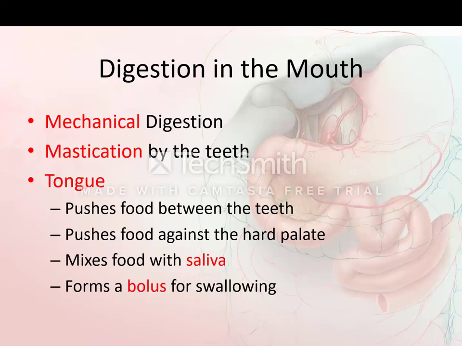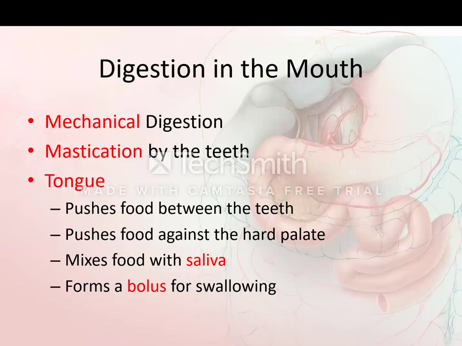And that forms this ball of food that is called a bolus. When you form this ball of food, you then swallow it, as your tongue pushes that ball of food into the back of your throat. So therefore, your teeth, your tongue, and your salivary glands are accessory organs. The teeth are performing mechanical digestion. The tongue is performing mechanical digestion because it's doing the mixing.